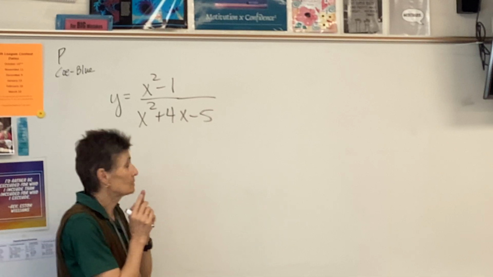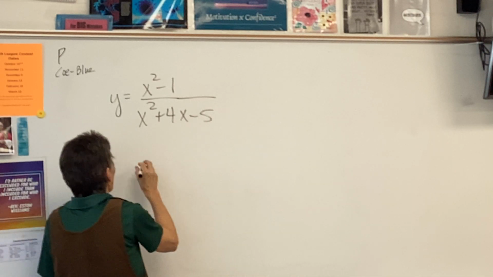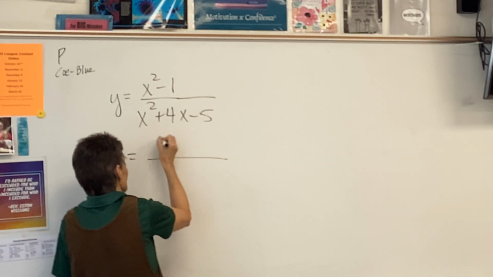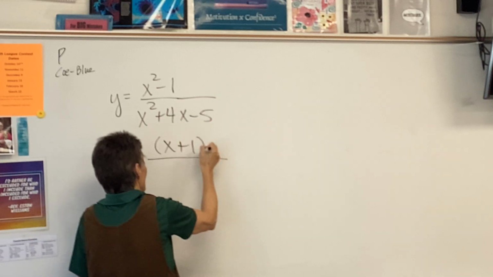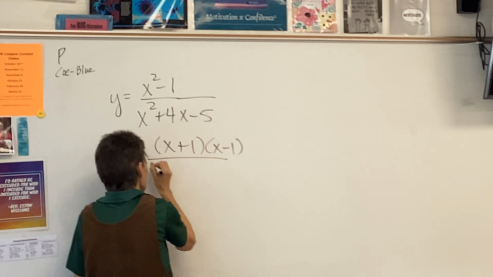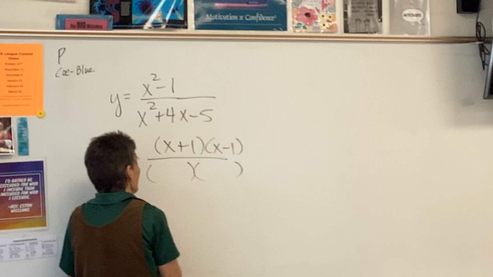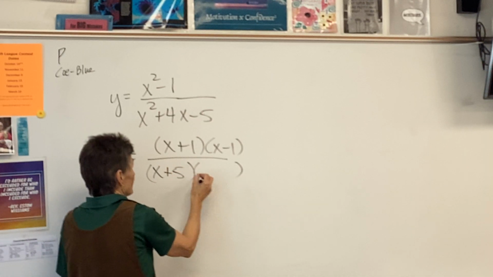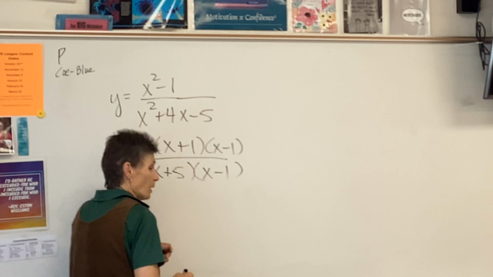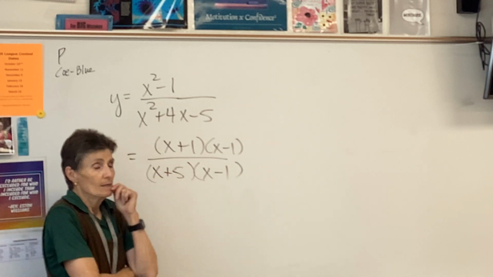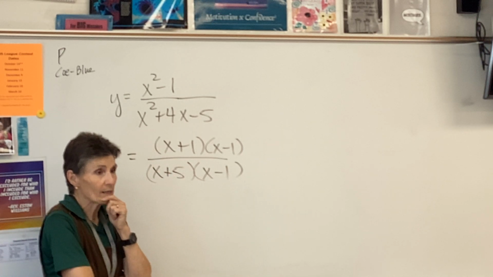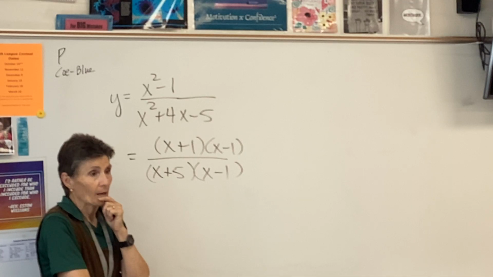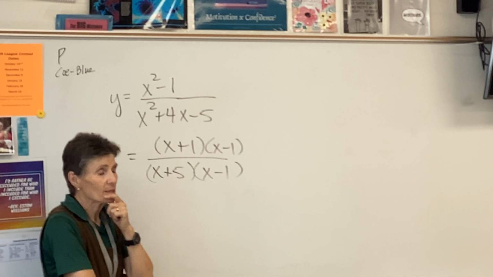Factor. How would the top factor? X minus 1 times x plus 1, the difference of squares. All right, how about the bottom? Plus 5 minus 1. Now, what do we notice about this? You can cancel.